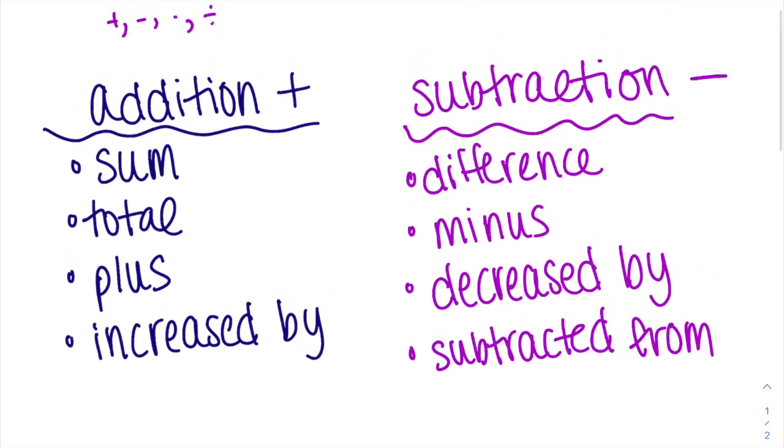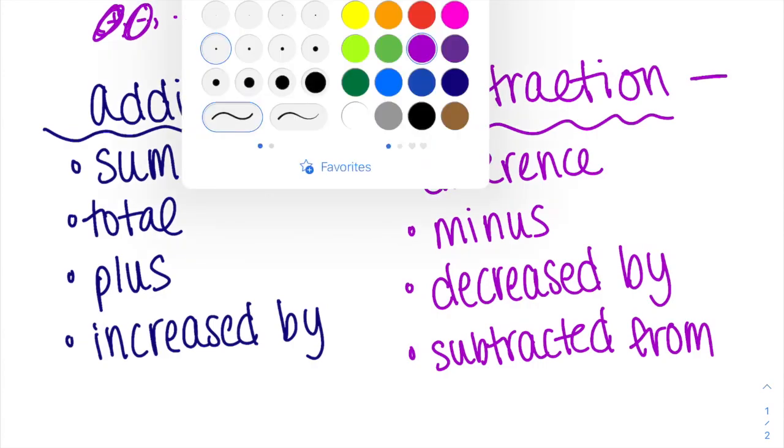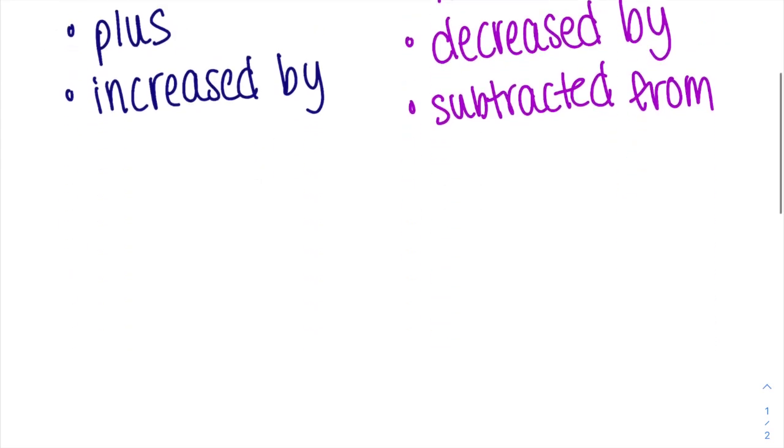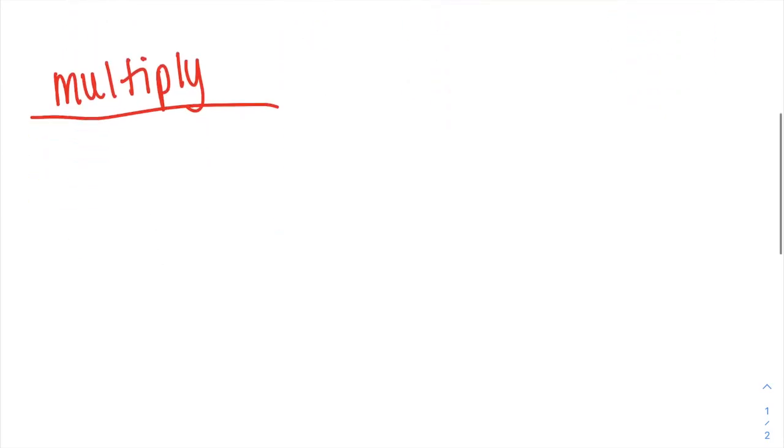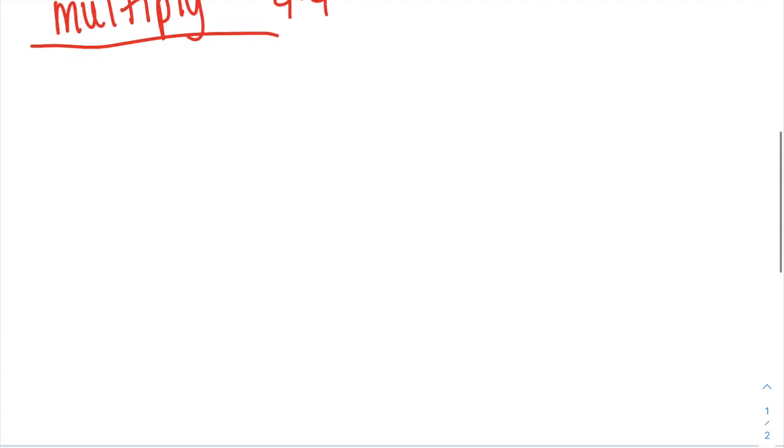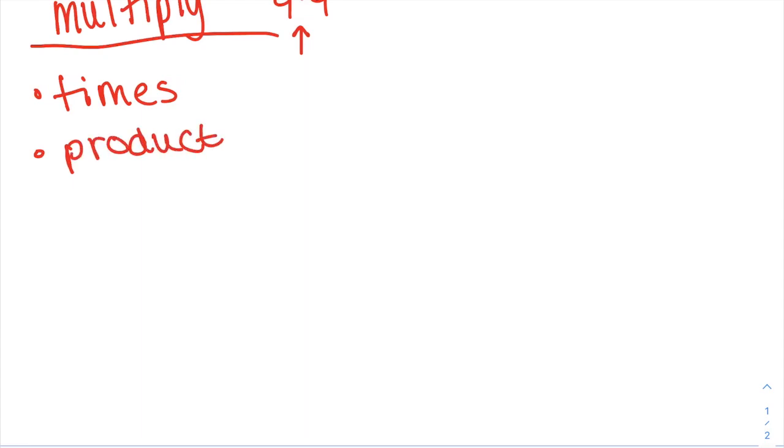What other operations do we have? We did addition, we did subtraction. Let's talk about multiplication. Oh, I want a different color. We'll do red. So how can you tell if I'm talking about multiplying things? I'm going to write something down. This is a multiplication problem. If I were to read this out loud to you, I would say 4 times 4, or I might say a product of 4 and 4.